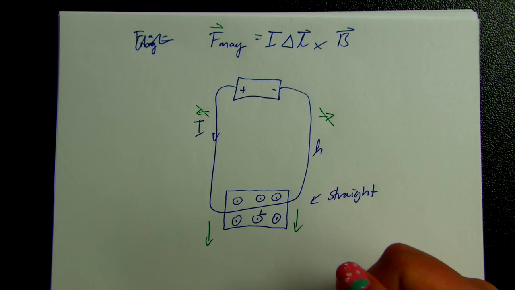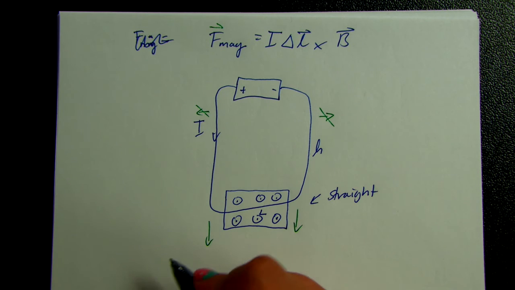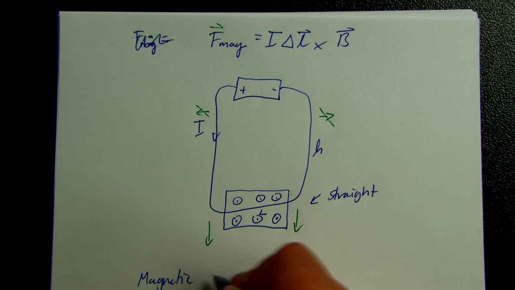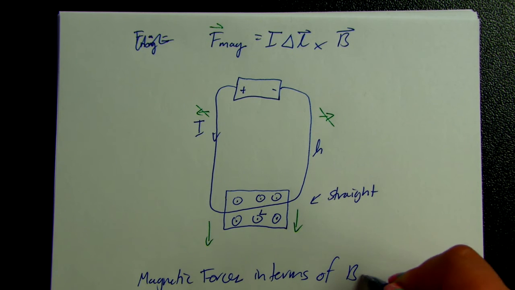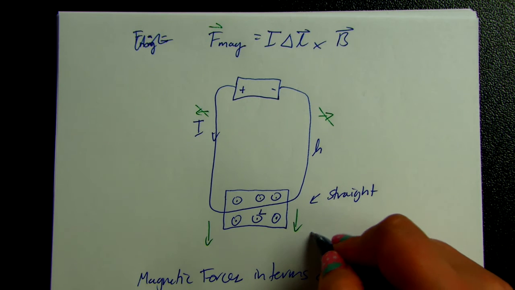Okay. So we want to think of this magnetic force in terms of B and L. And on your own, prove this direction to yourself.